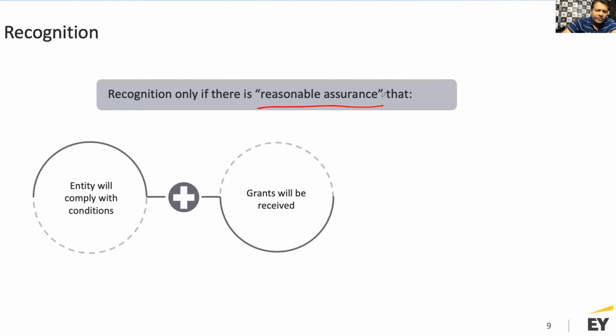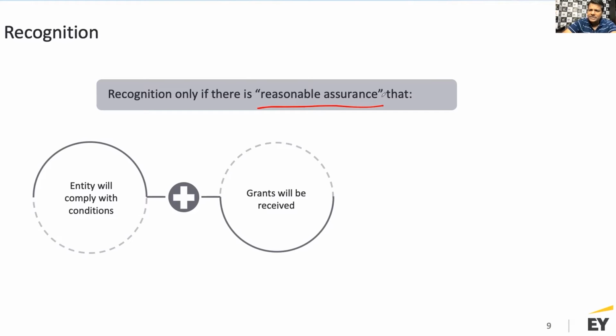So assuming that you are reasonably assured, right? So from a recognition perspective, the term reasonable assurance has not been defined, right? So you need to apply an element of judgment and then appropriately determine.